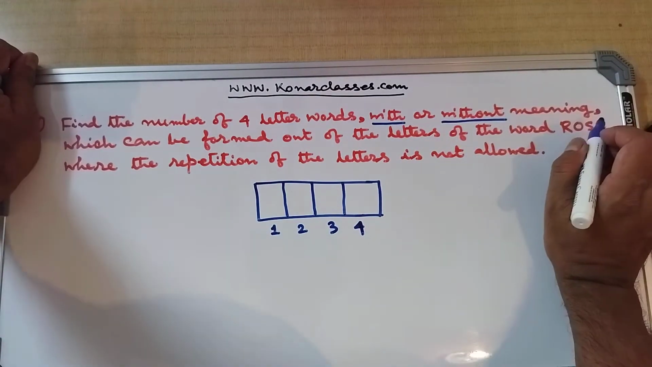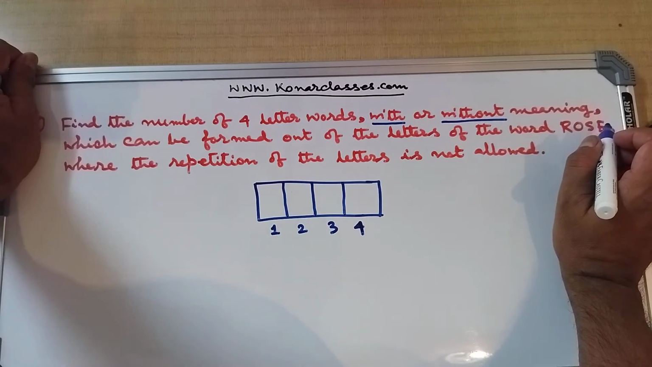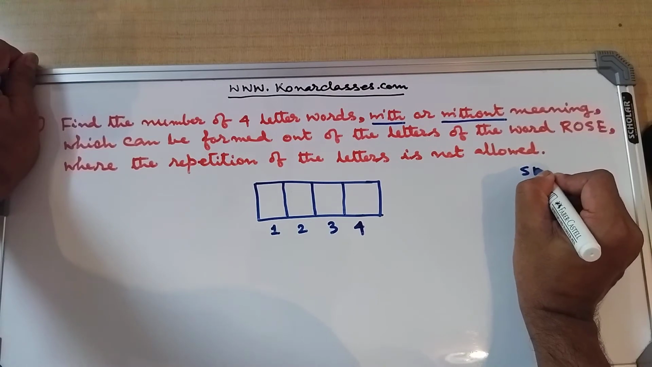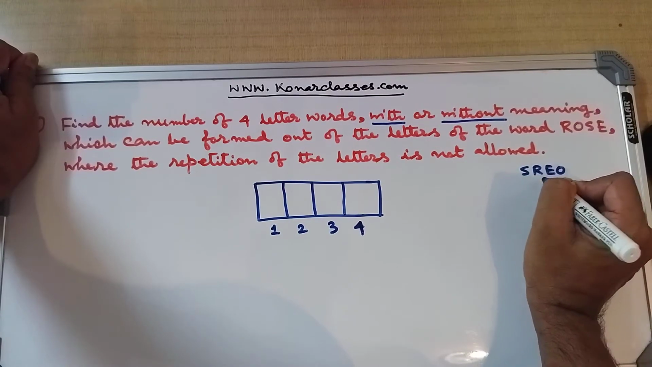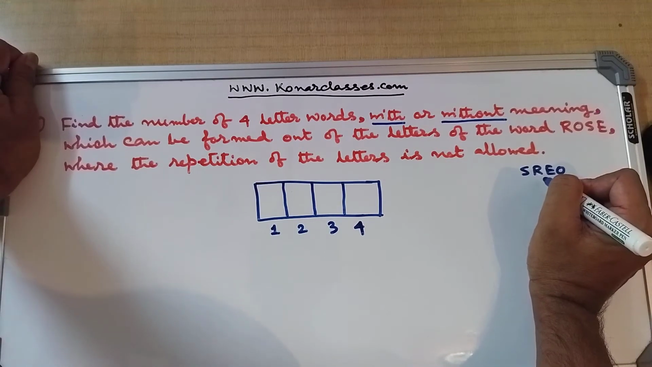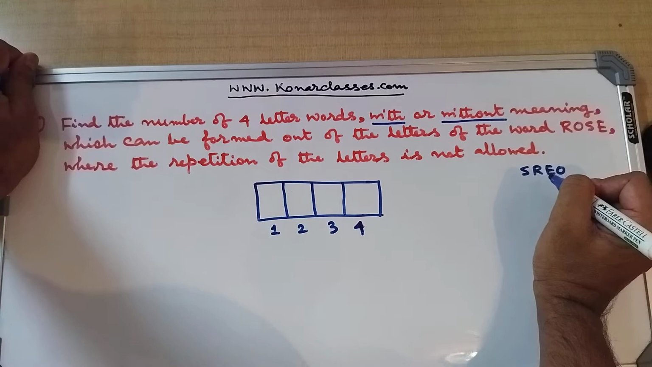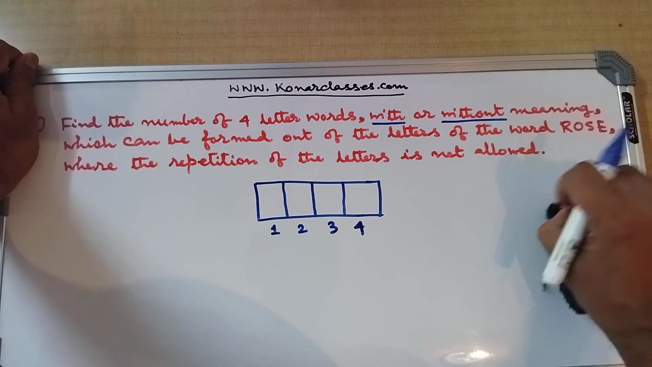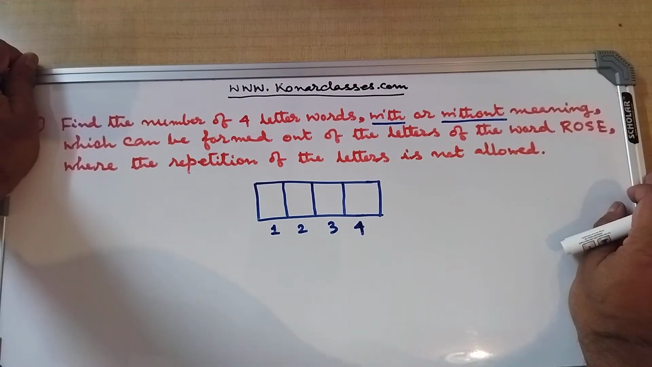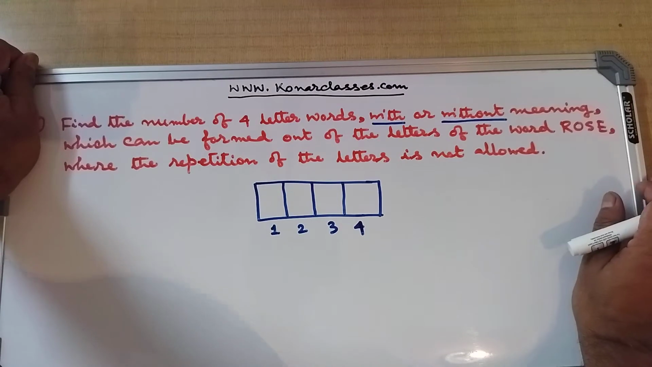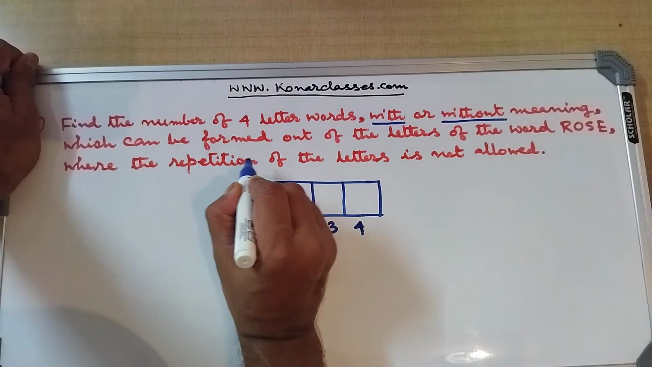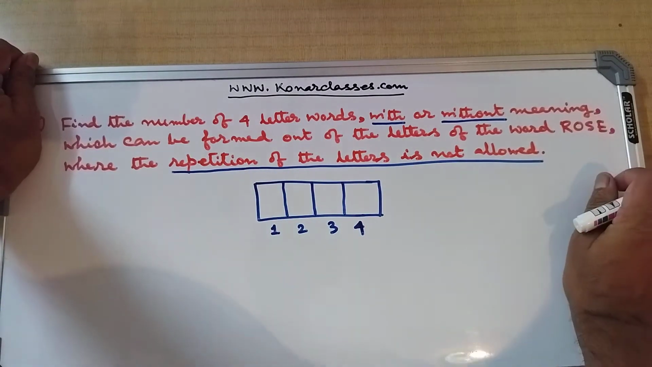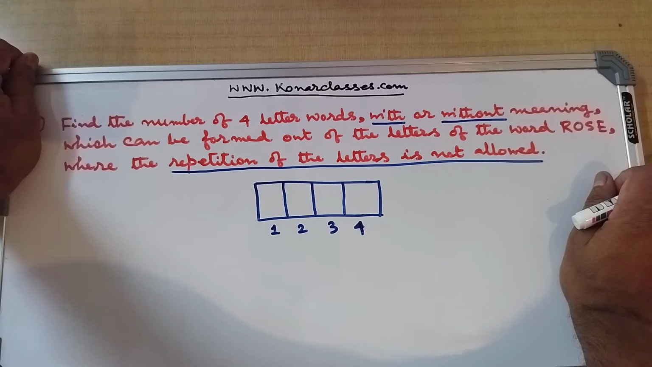Now I will tell you first what is the meaning of with or without meaning. See, ROSE has a proper meaning. But from this ROSE we can also form a word called SREO. This particular word doesn't have any meaning. But in the context of this question, we can consider this type of word as well. Now the question is in how many different ways we can form it. Another important point is that repetition of the letters is not allowed.